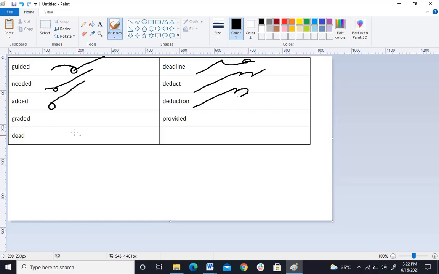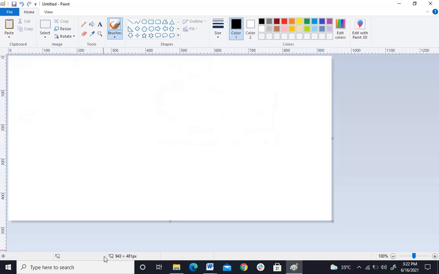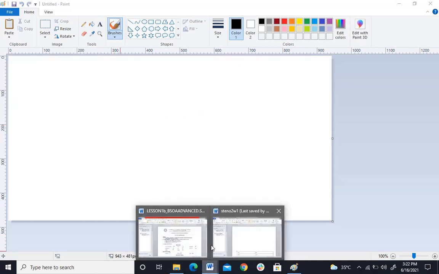Deduction. Graded. Provided. Dead. There. Okay, so ayan yung mga dead words natin. Now, let's move on. Okay, kapag may hindi po kayo naintindihan, hindi po kayo nasundan, please i-backward po ninyo. Okay, now let's move on to our next word, the det words.